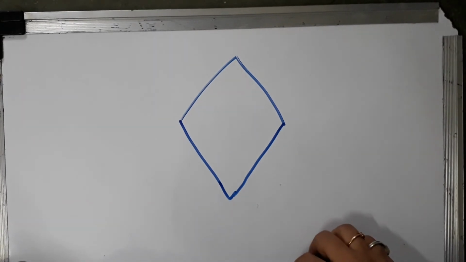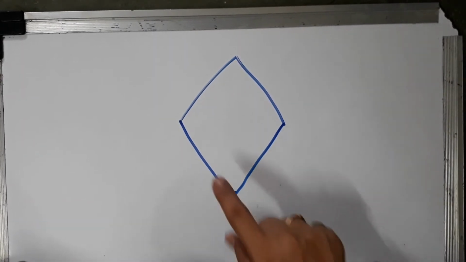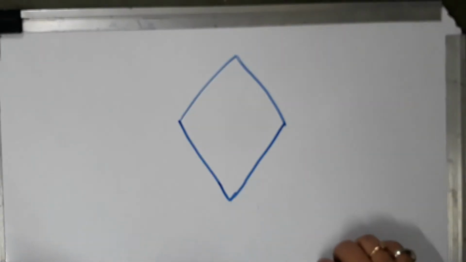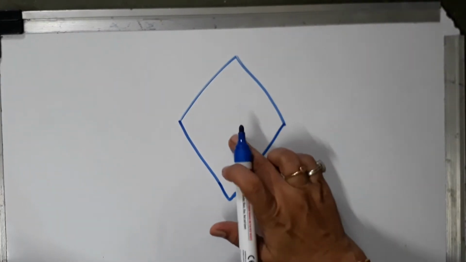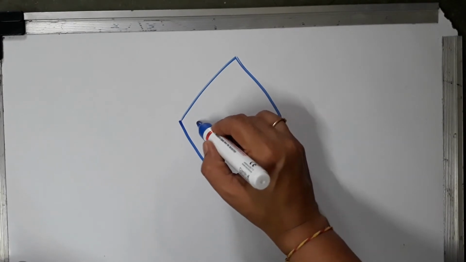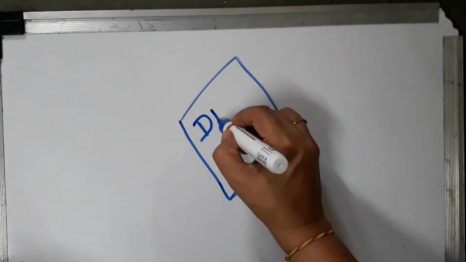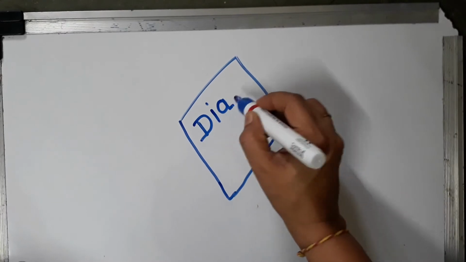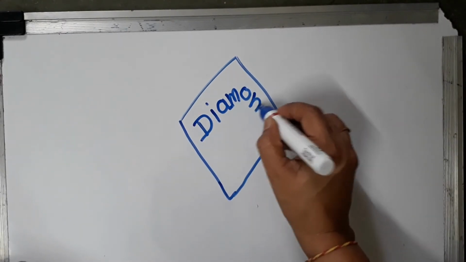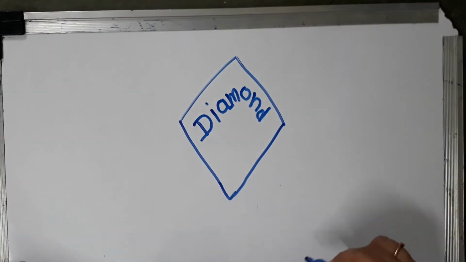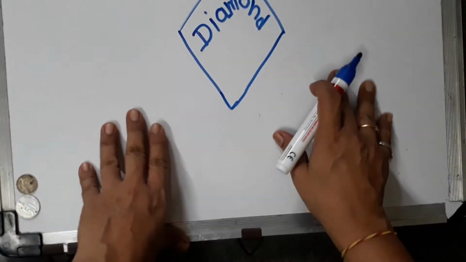Twinkle, twinkle, little star, like a diamond in the sky. Students, this is a diamond shape. What is the spelling of a diamond? D I A M O N D, diamond. One more time I write it down here.